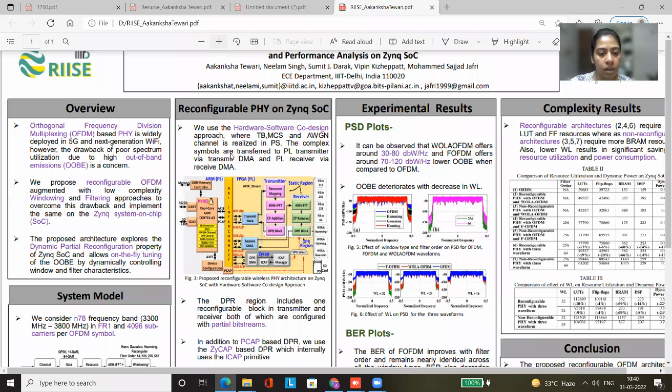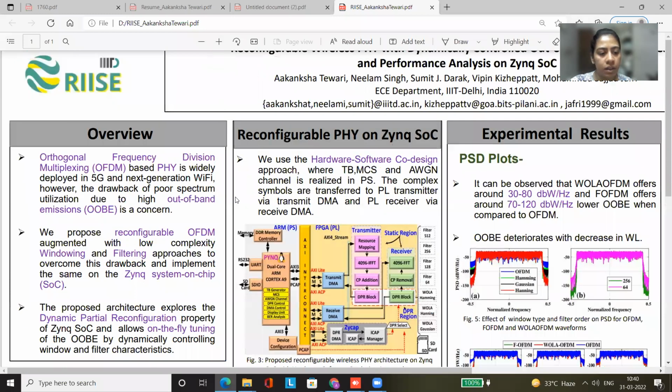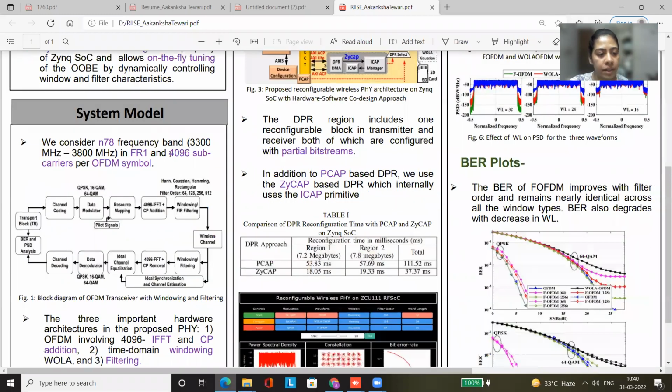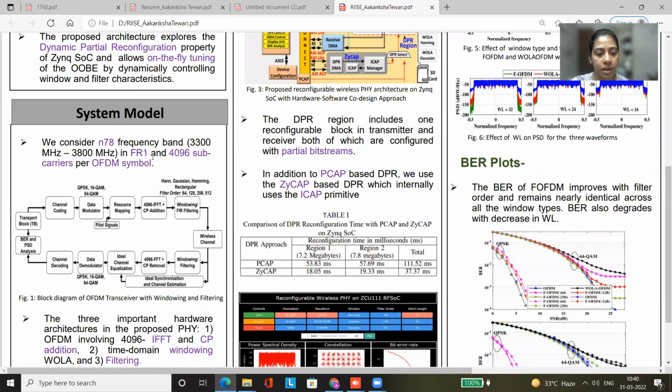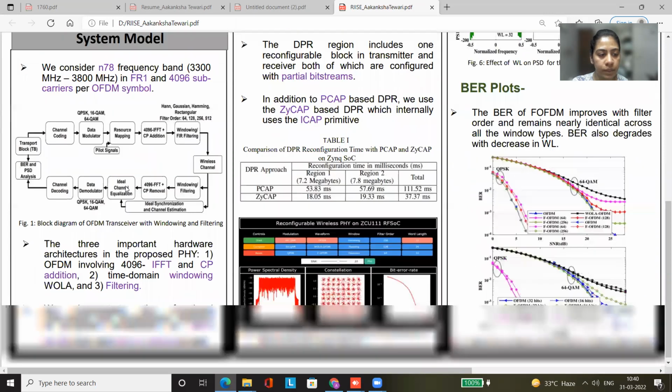For our system model, we have considered the N78 frequency band in frequency range 1 and 4096 subcarriers per OFDM symbol.